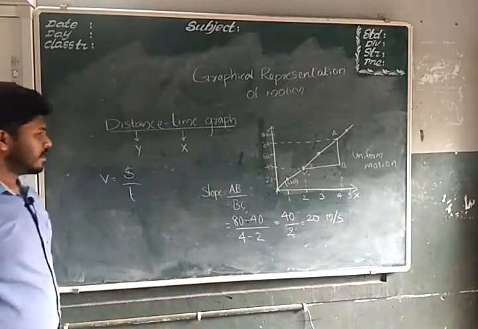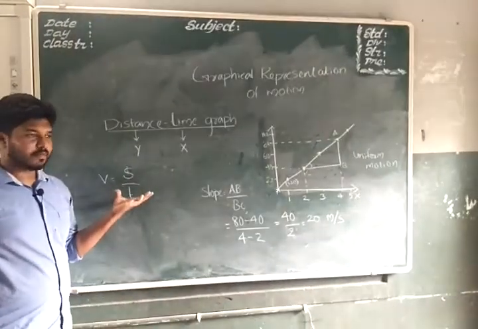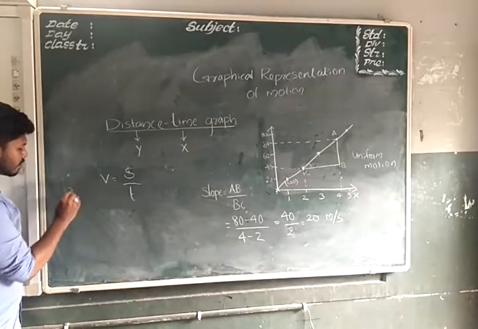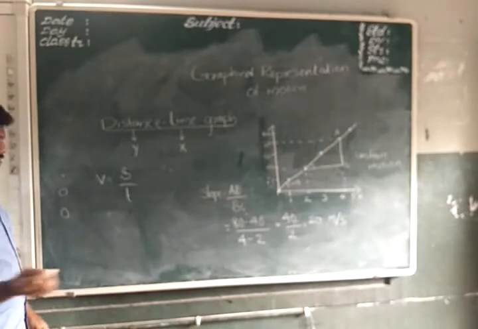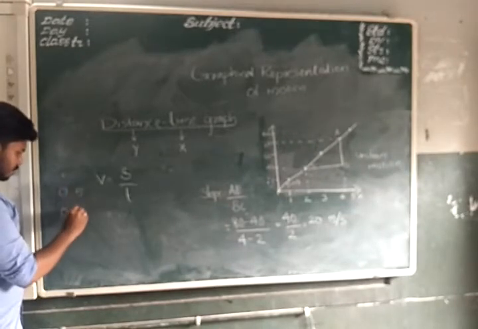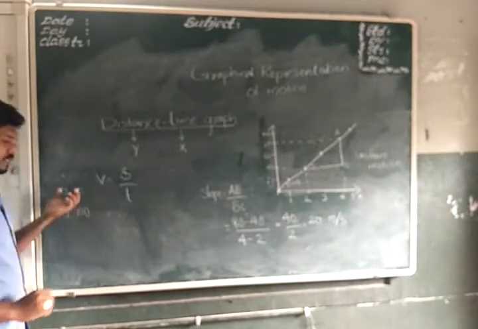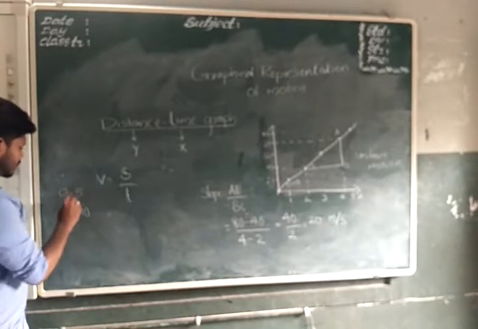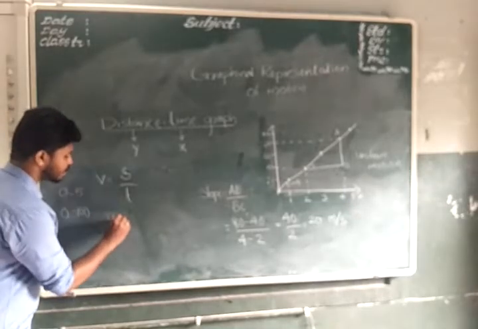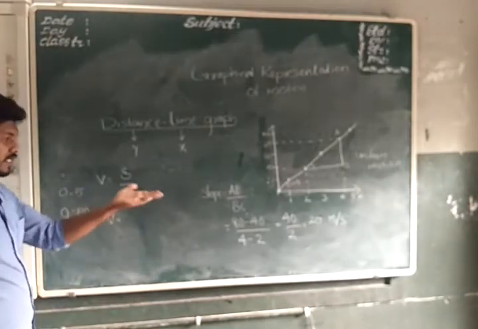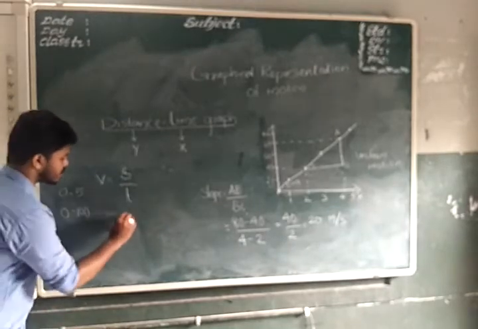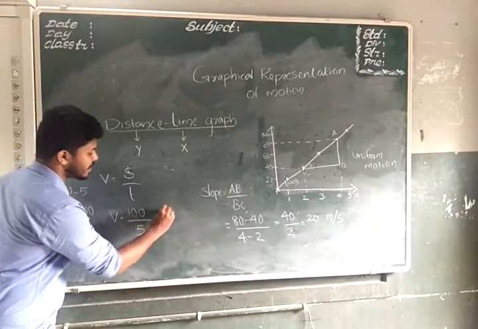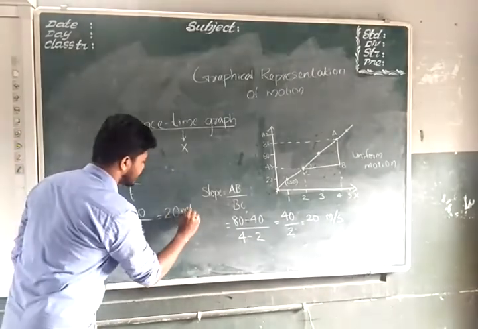Now we can check this with a numerical method. Do you remember the data? That is, at 0 the distance was 0, and at 100 meters it covers, when it covers 100 meters it takes 5 seconds. So from this we can calculate the speed by numerical method to check whether it is true or not. So the distance covered is 100 and time taken is 5. 100 by 5 is equal to 20 meter per second.